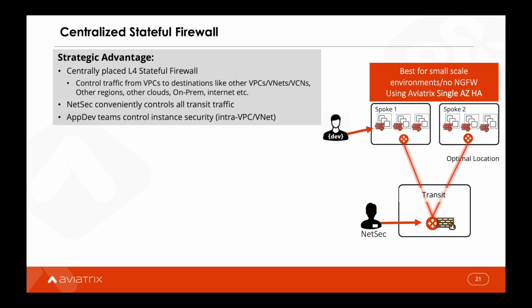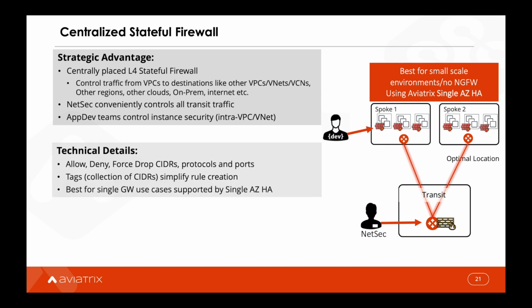Another advantage is that it offers a clean separation of duties. Application developers tie security groups and NSGs to the lifecycle of their application workloads, and network or security teams handle Layer 4 firewalls in the transit layer. This feature gives you the flexibility to create rules that allow or deny CIDRs, and also bundle CIDRs together into tags to further simplify creation of rules. With single AZ-HA enabled, the controller monitors the health of the gateway and restarts it if it becomes unreachable.